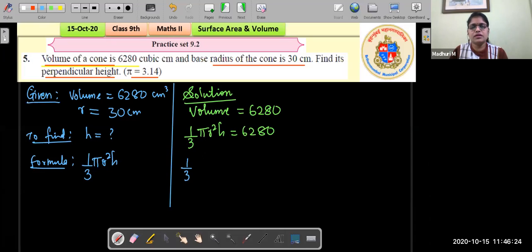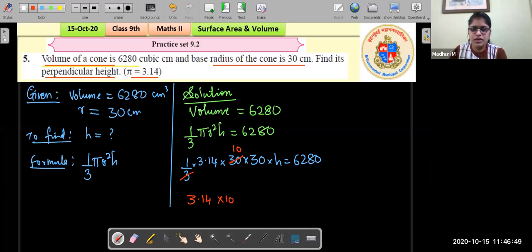That would be 1/3. What is pi? Pi is 3.14 times radius. Radius is 30 and it's squared, so we are going to write it twice, times height, which is equal to 6280, like that. Okay, and now the calculations, please concentrate here. This would be 3 times 10 is 30, right? What are we left with? We are left with 3.14 times 10 into 30. This can be written as 10 into 3. So that would be 3.14 times 10 times 3 times h, which is equal to 6280.